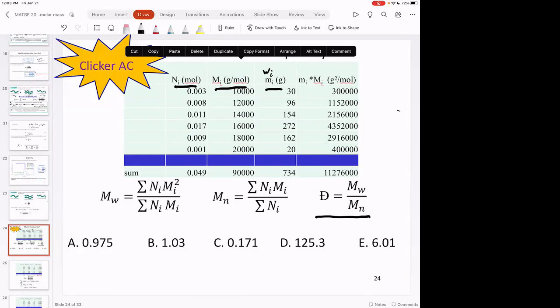Can it be A? No, it's less than 1, it can never be less than 1. Can't be C either. So you've narrowed it down to three choices. D looks a little dicey. That's a really high dispersity, but it could be that. And so right away, you get it within the ballpark.